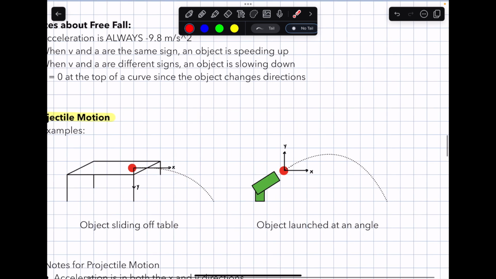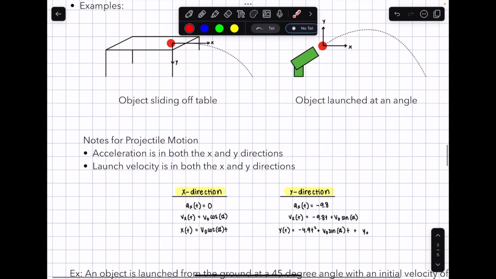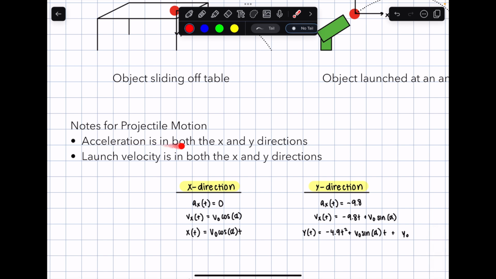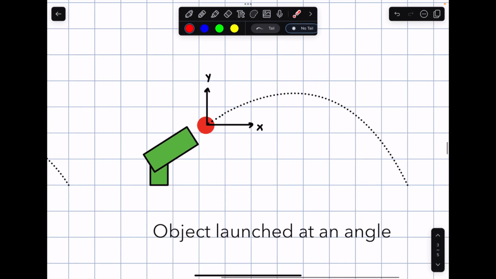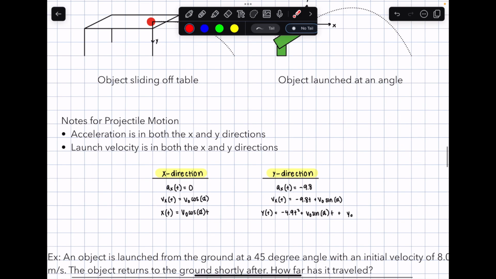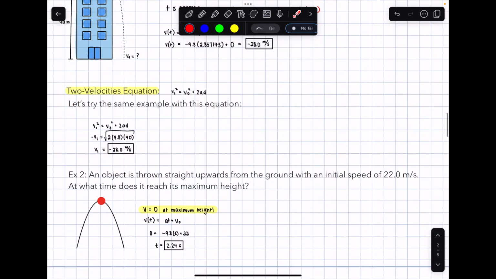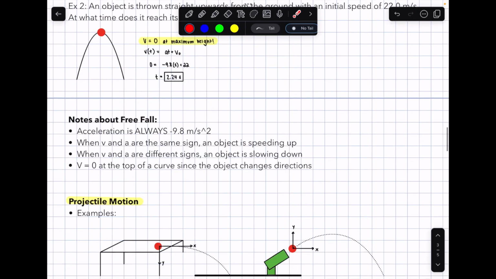Now, some notes for projectile motion are as follows. Acceleration is in both the x and the y directions. Now, this means that for each of these objects, it's moving both in the x direction and in the y direction, because it's moving some distance forward while it's moving down. And the same thing can be applied to this one as well. The object is moving partially in this direction and partially upwards. Now, what does this mean? This means that when we calculate the equations, we can no longer use these same equations that we derived here. Instead, we have to derive new equations that we can use separately for x and for y.